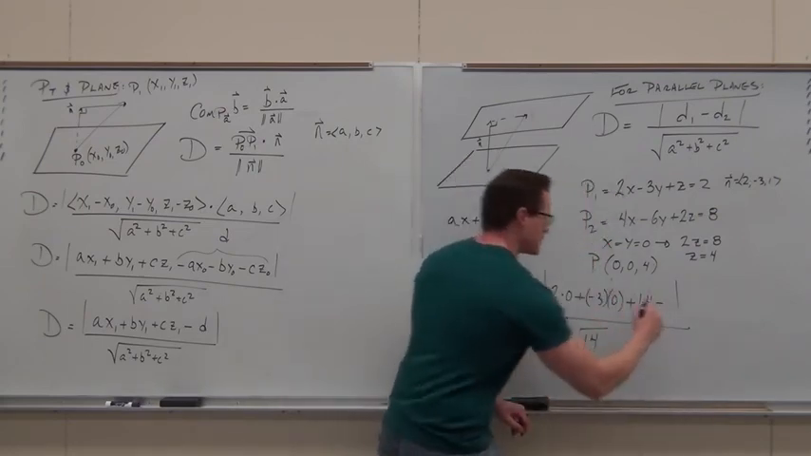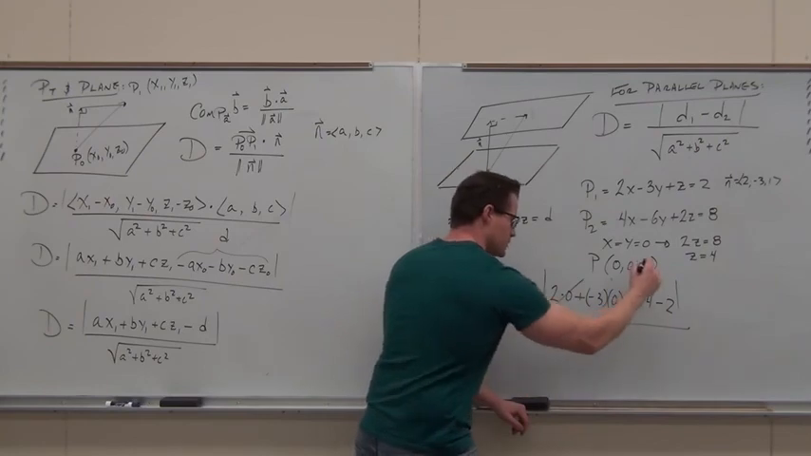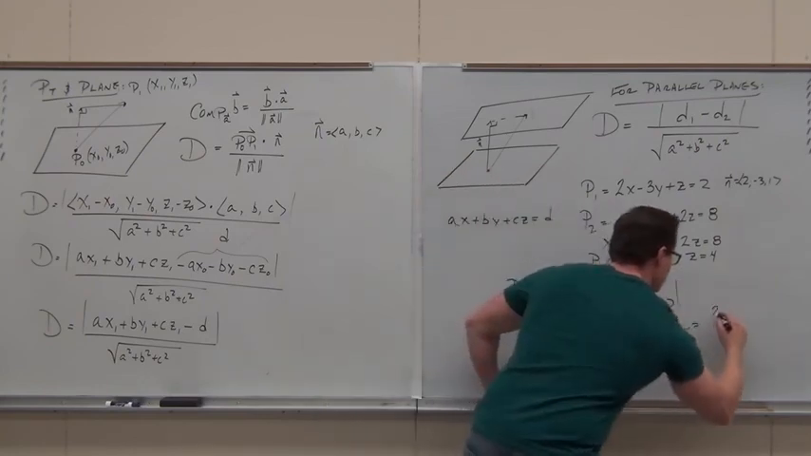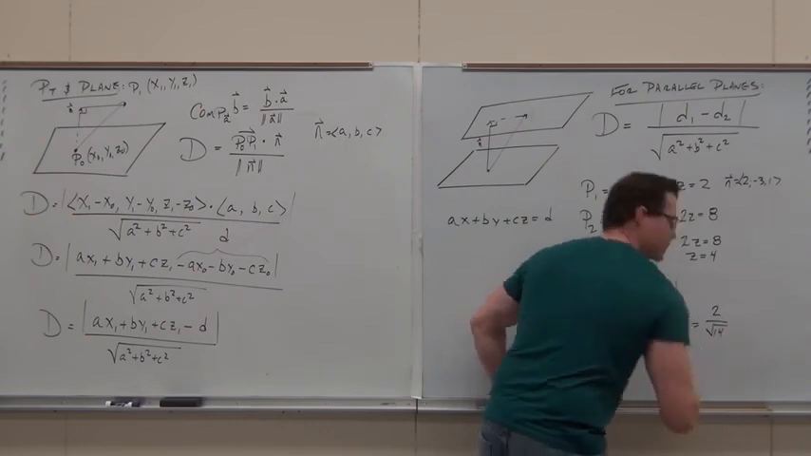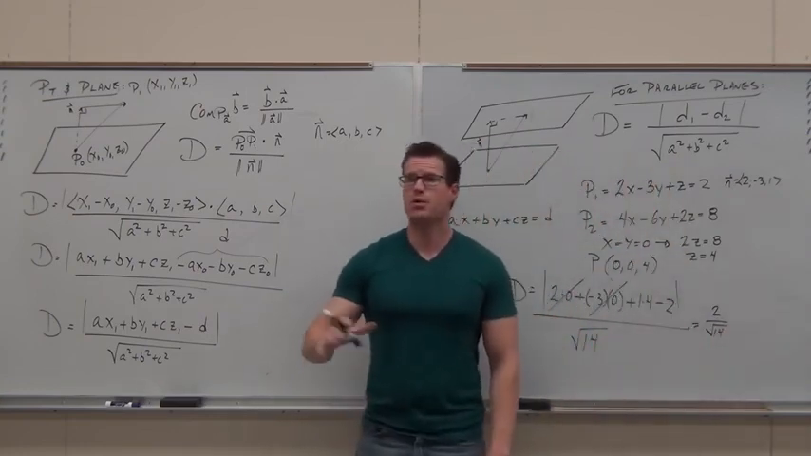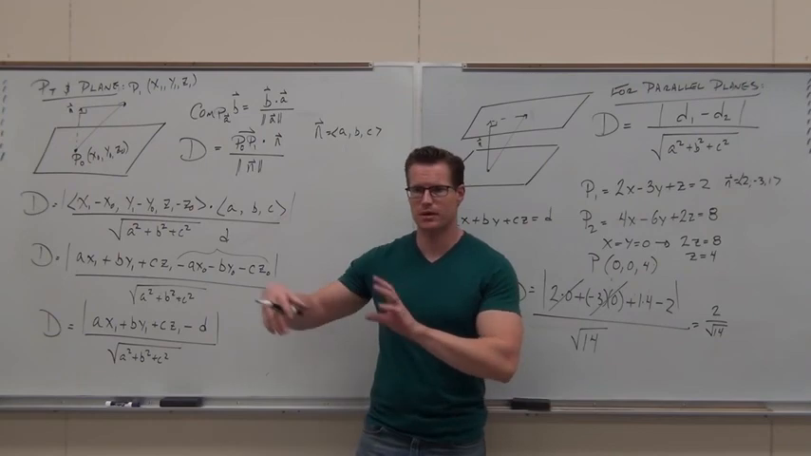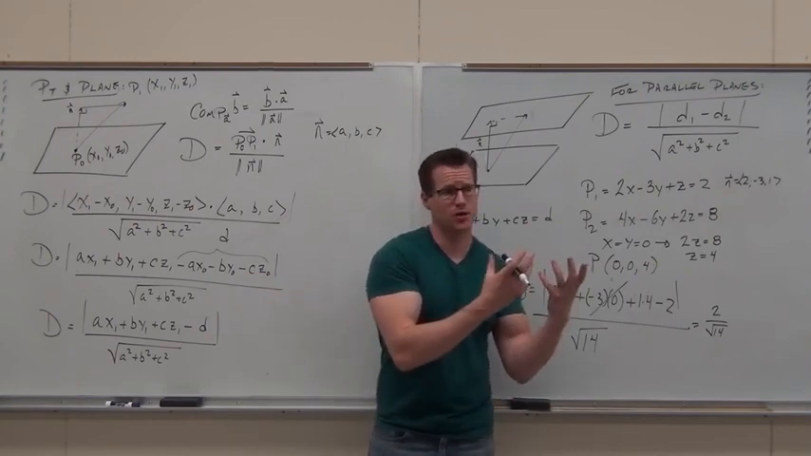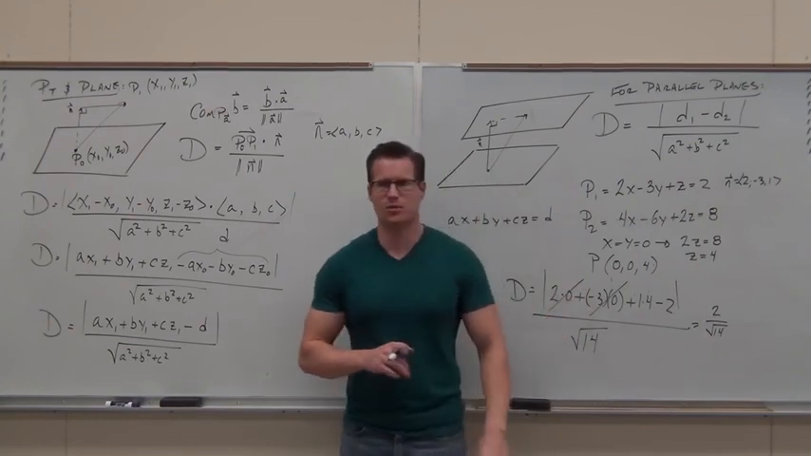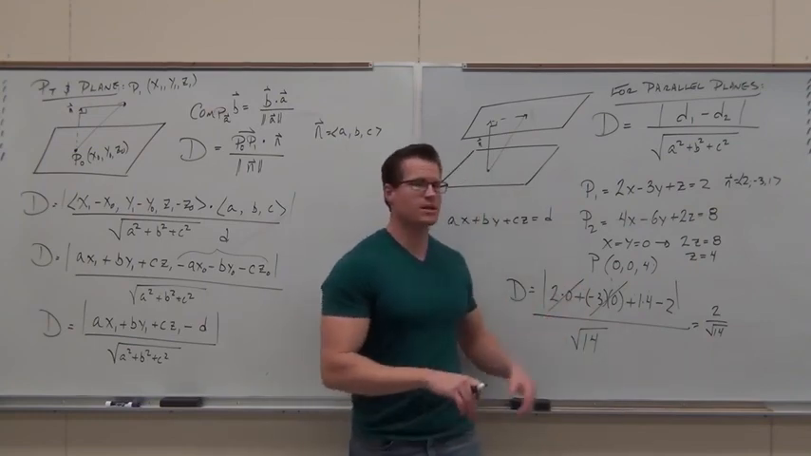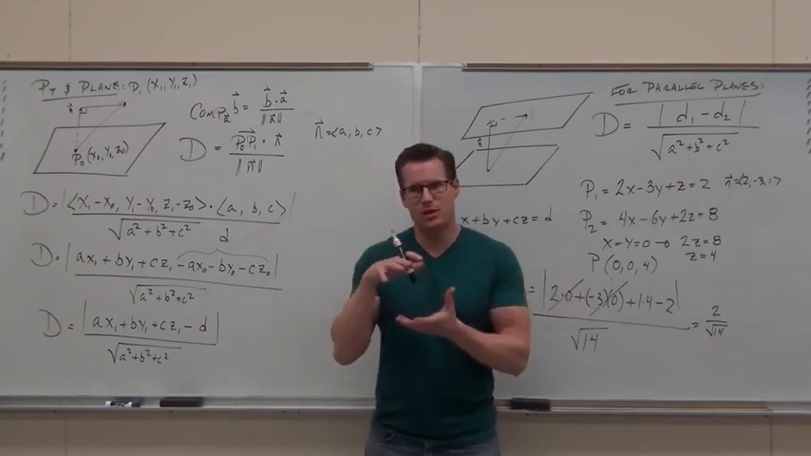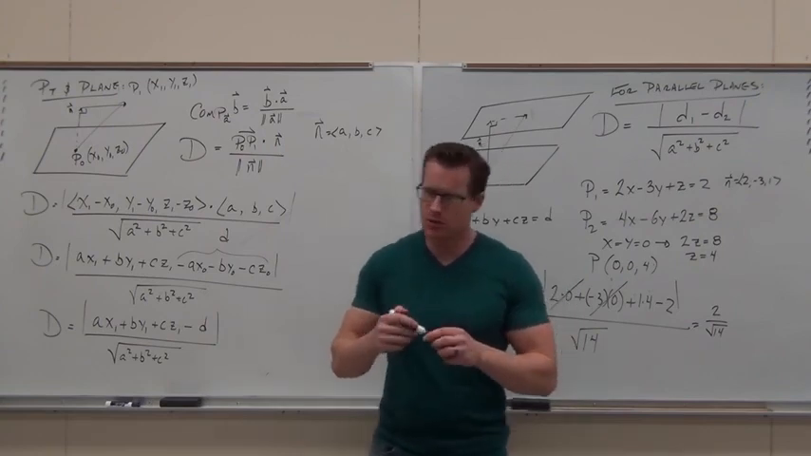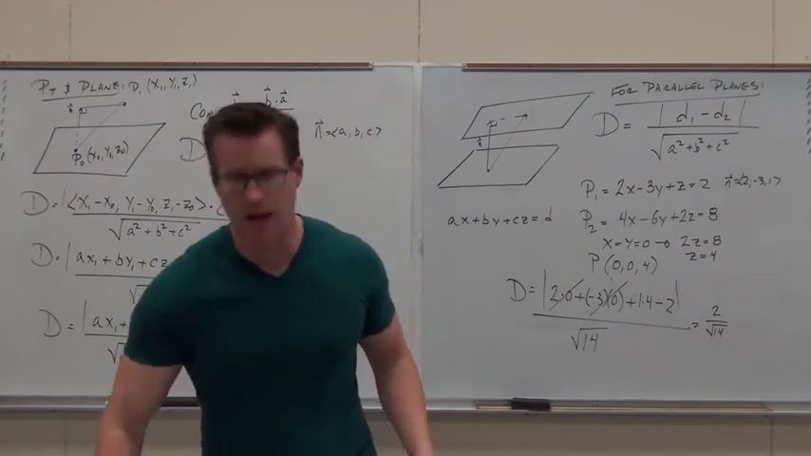Minus 8. That's how you find the distance between any point and a plane. You literally plug in the x, y, z coordinates and the x, y, z components of the normal vector, and divide by the magnitude of the normal. That's all there is to it. It works out the same. Why? Because those planes were parallel. We've got two more things to do and then we're going to be done. We're so close, I want to wrap it up.